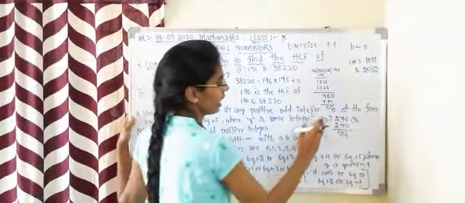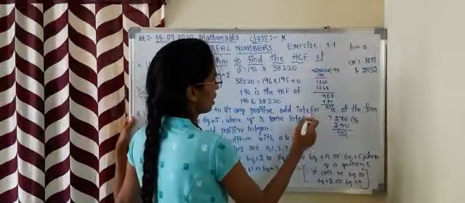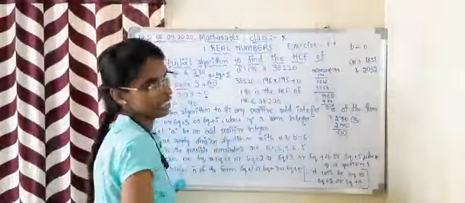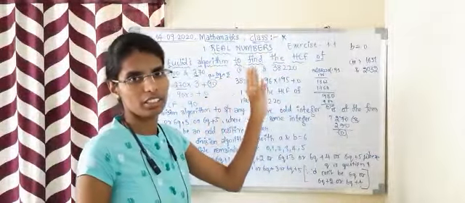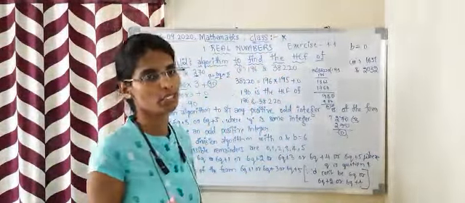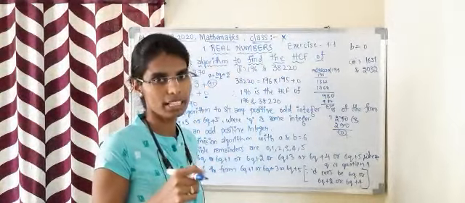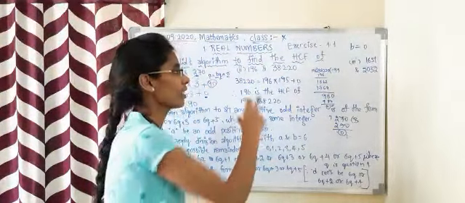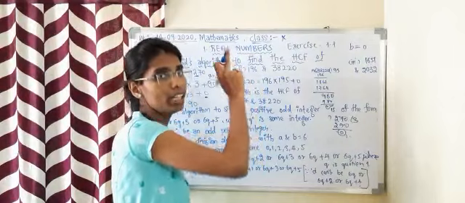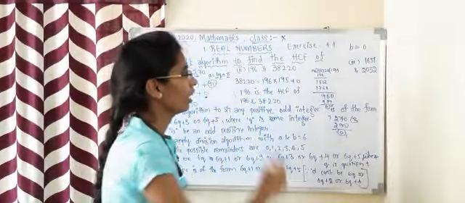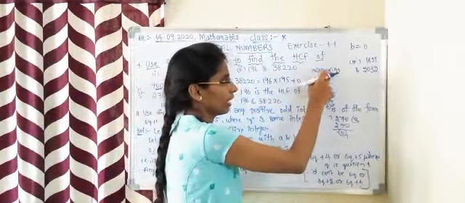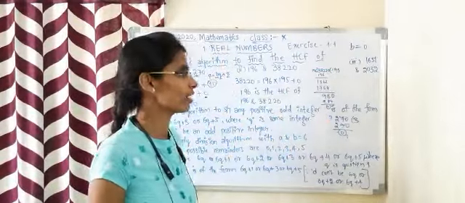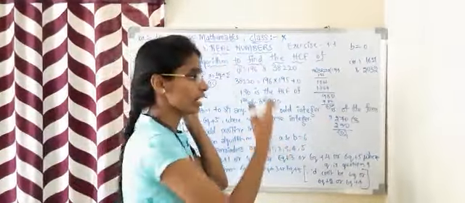Next, 38,220 and 196. Here the numbers are given in a different way. As we know, we have to assume A as the biggest number, and the divisor should be the smaller number, that is 196. Now, if we take 38,220 divided by 196, it's a very simple process. It is a bigger number.